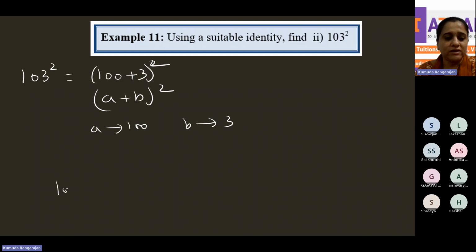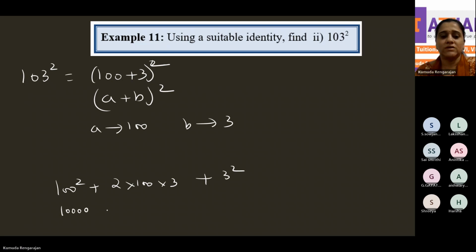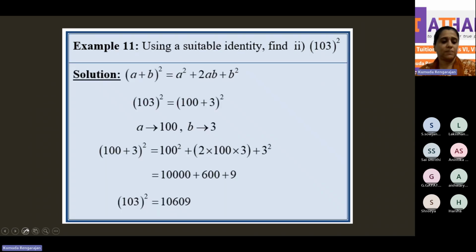So 100 square plus 2 into A into B, 2 into 100 into 3, plus B square, 3 square. So 100 square is this one, plus 600, plus 9. And add this and that's the result. So see here.